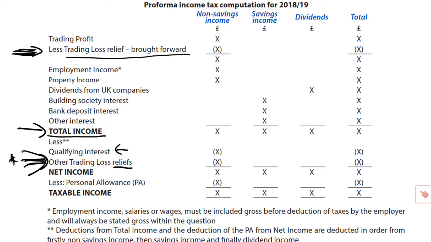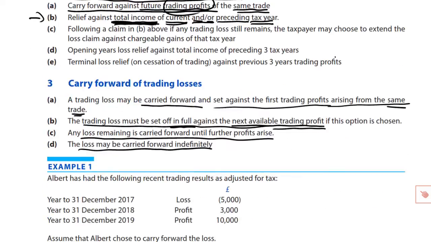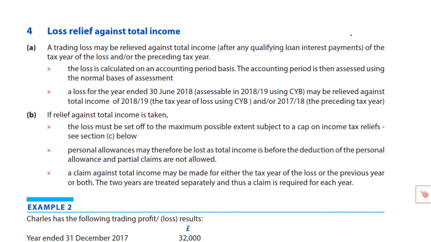Right, that said, let's just go back to our Chapter 7 and look at the theory behind, the narrative behind these loss reliefs against total income in the current and or preceding tax years. Now, there'll be little that is new to you here, given what I've already said, but let's just go through this. As we know, a trading loss may be relieved against total income after any qualifying loan interest payments, though that is probably not likely in a written question, either in Section C or the application OT question in Section B, probably only a Section A question, but that is the order. And it goes there, a trading loss against total income of the tax year of loss.